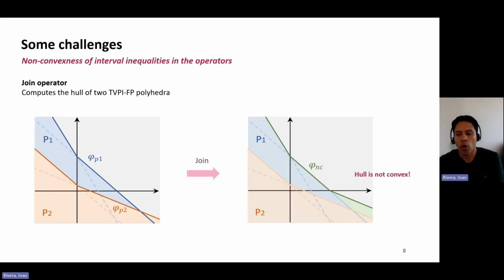So in this case, we modify the algorithms of the original TVPI, or we adapt them, to also compute hulls that are not necessarily convex. For this particular example, we can just compute the join by adding an inequality that covers P1 and P2, and this interval inequality is not convex.